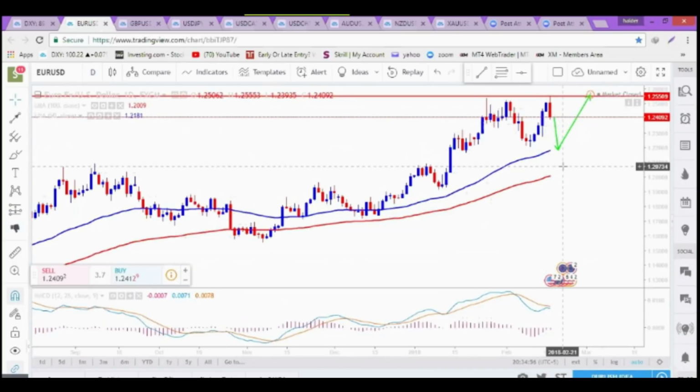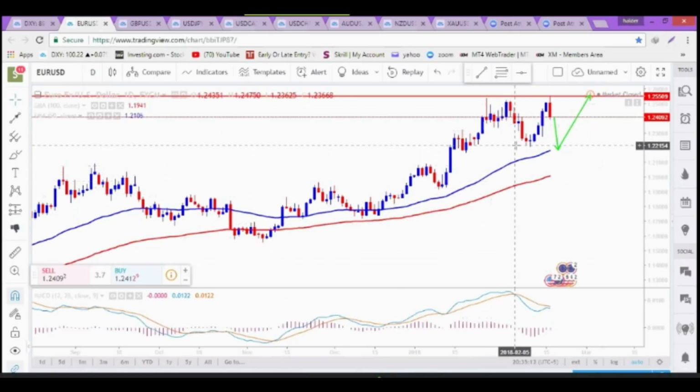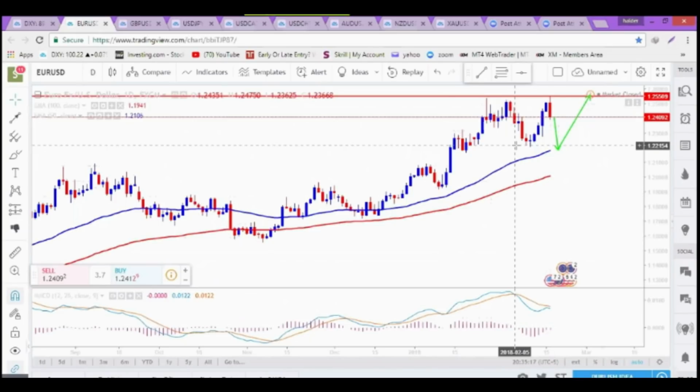Sajjad, I will have a little bit of an objection over this point, which is that it will not go that much lower. If you come to the previous support level, which is at 1.22, I think it's going to bounce back from this level.